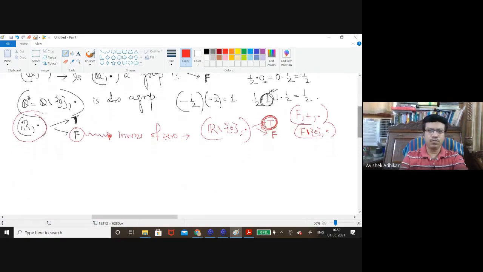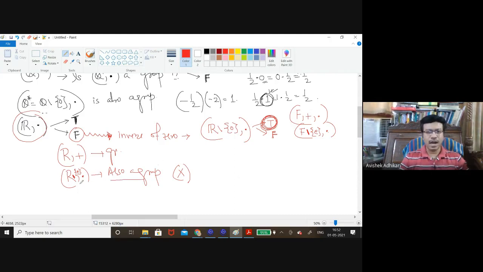It may not be the case that with respect to this it is a group and with respect to this it is also a group. So that is not satisfied, and you have to sacrifice somewhere. That's why you have to take R minus 0 with respect to dot. That is a group, but it's not the case that R with respect to dot is also a group. Okay, that I am coming to afterwards.